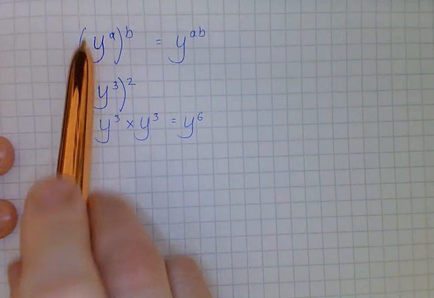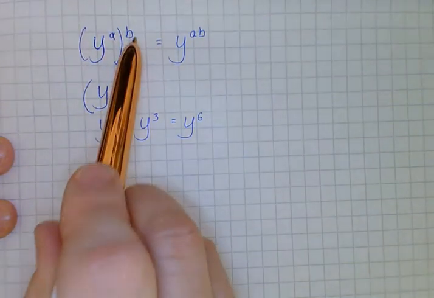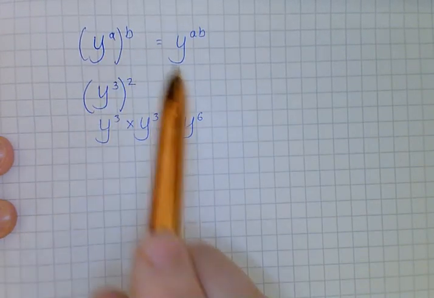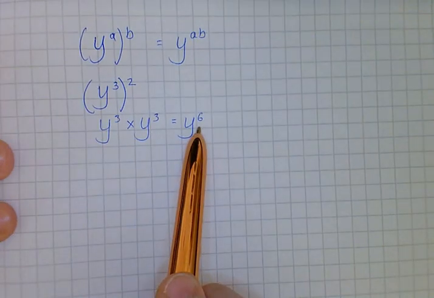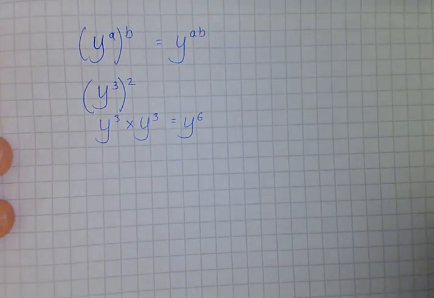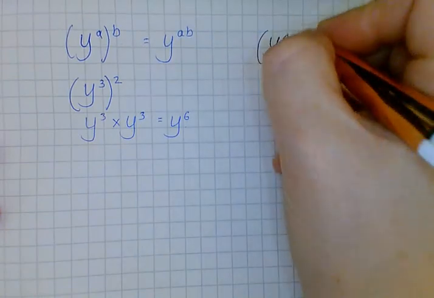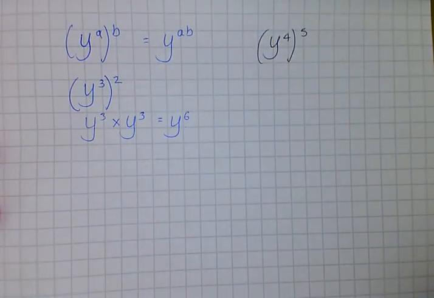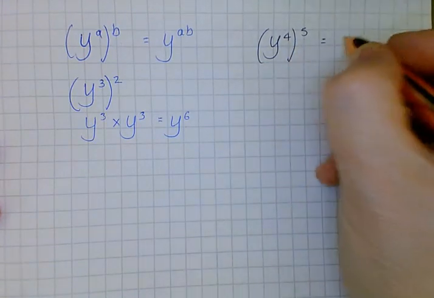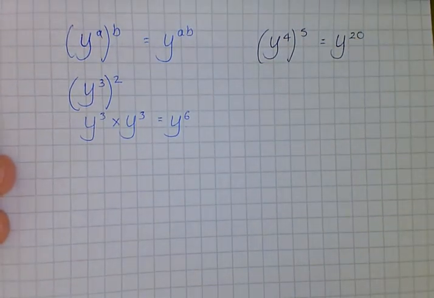So when you see something like this where you've got the brackets and you're raising something in the bracket to a power by another power, you multiply these two indices together as your indice for your answer. So let's have a look at a few examples. If we had y to the power of 4 and then all of that raised to the power of 5, we're going to multiply our two indices together. 4 times 5 is 20, so our answer would be y to the power of 20.